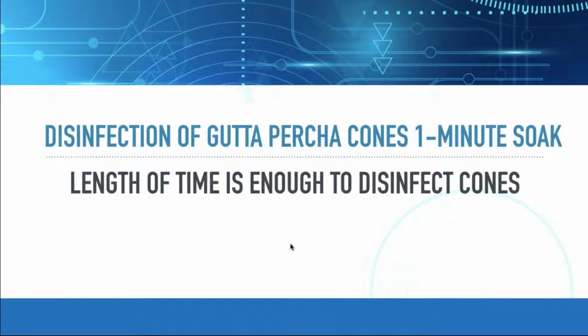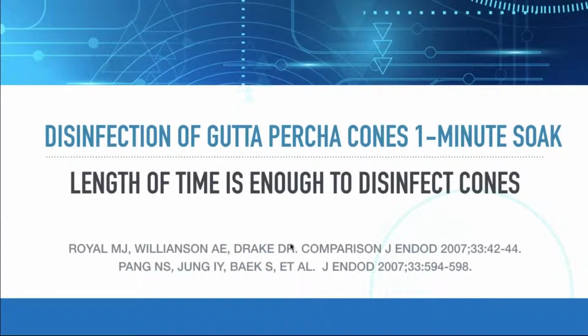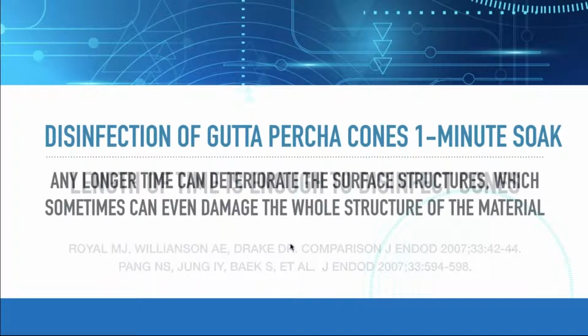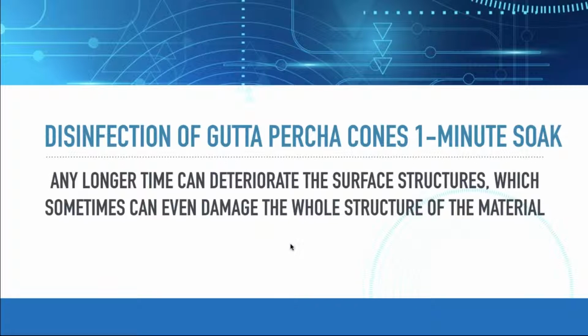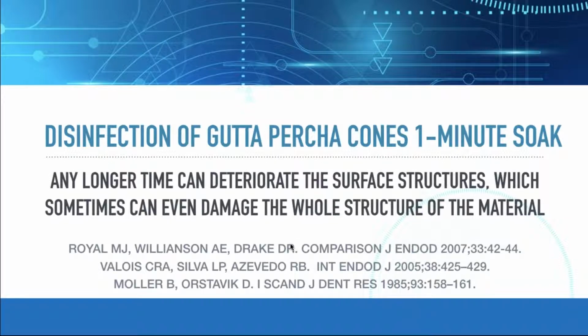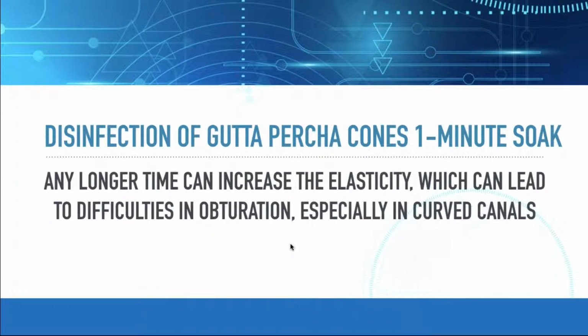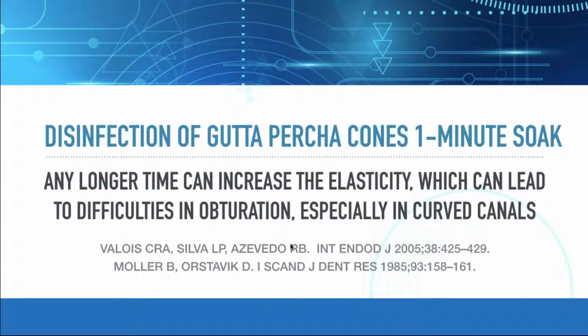So when you disinfect your gutta percha cones, it's not if, it's when you disinfect your gutta percha cones, you disinfect them for 1 minute. Whether you decide to use full-strength sodium hypochlorite or whether you decide to use 2% chlorhexidine, 1 minute is enough, because if you soak them for more than 1 minute, then you could end up deteriorating the surface of it, which may damage the gutta percha cone based on the science. And you may actually even increase the elasticity of the gutta percha cone, which can make obturation of curved canals very, very difficult. So 1 minute soak.